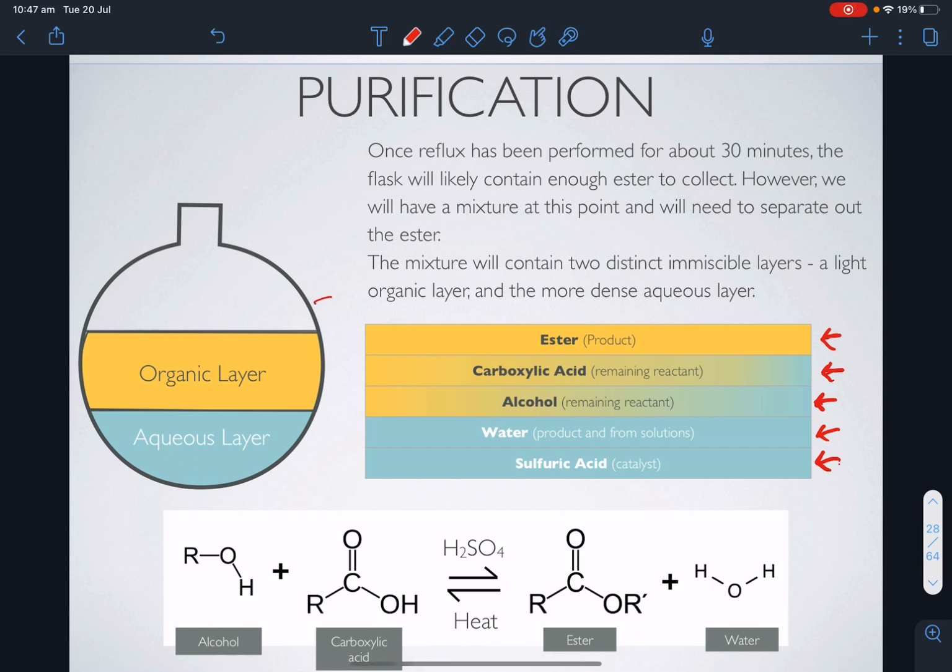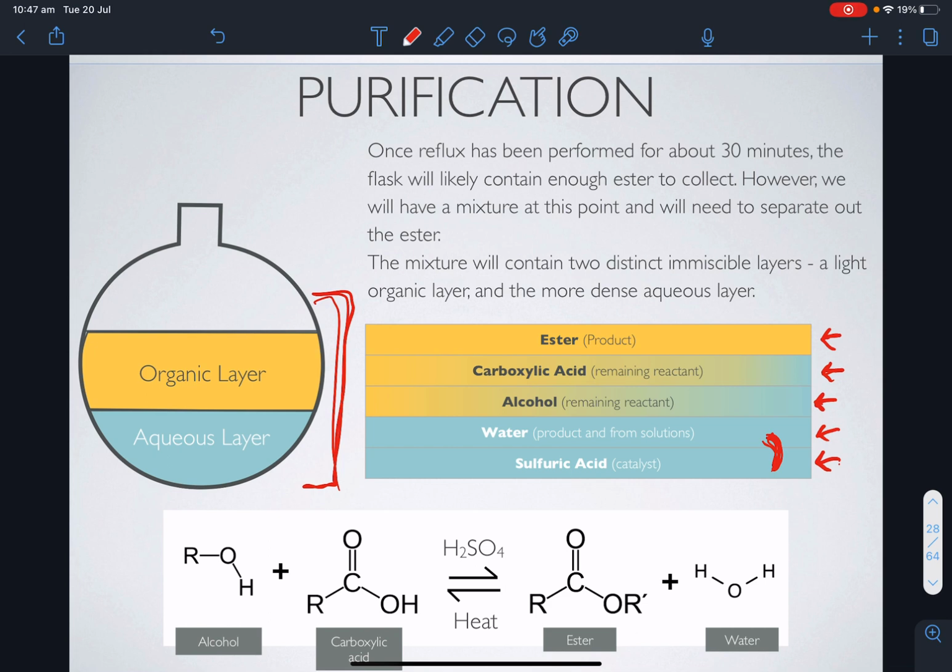So what we often see when we've done our reaction is two immiscible layers. We've got our organic layer and our aqueous layer, or our water layer with anything dissolved in it. Here I'm trying to show color-wise what will be in each layer. The water and sulfuric acid will be in that aqueous layer.